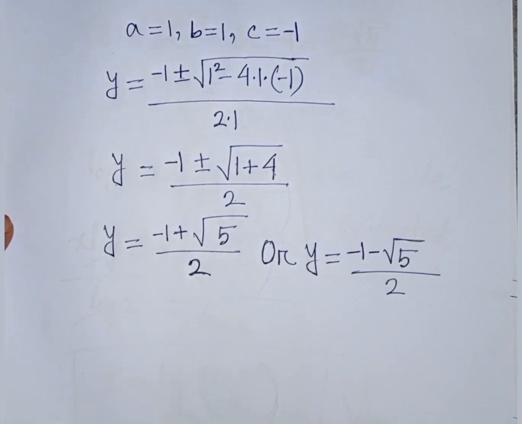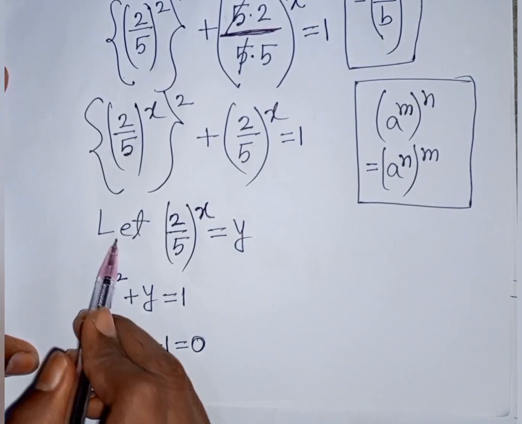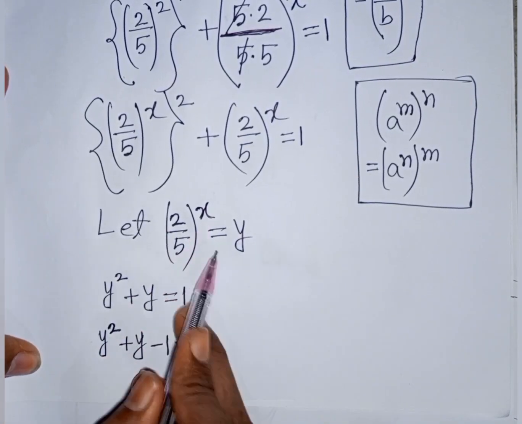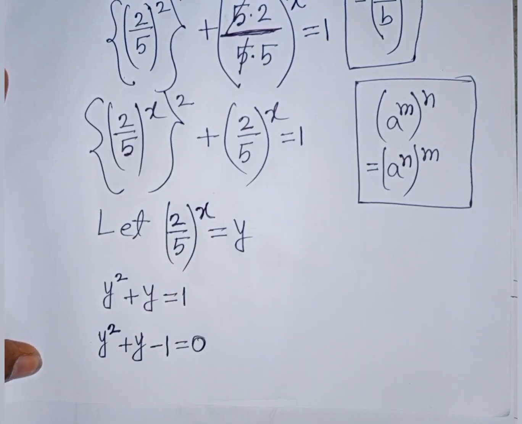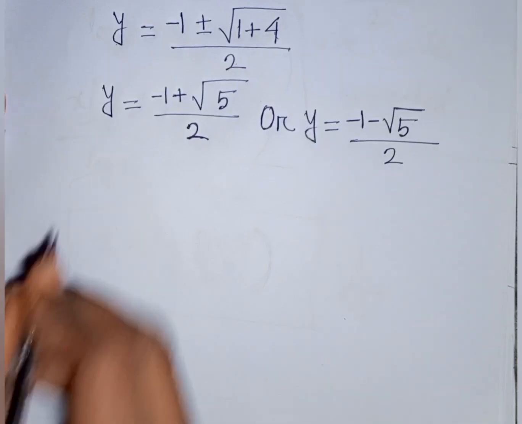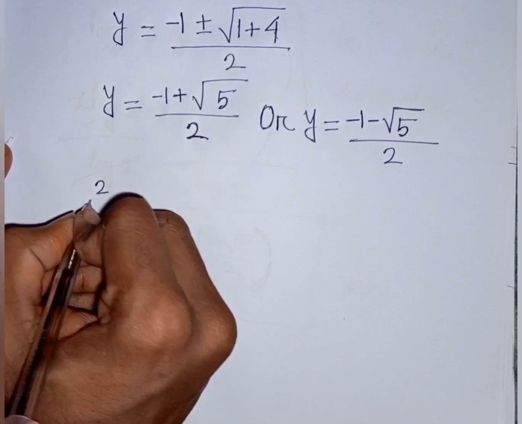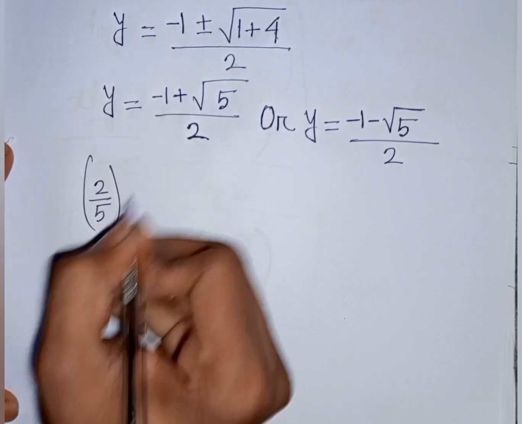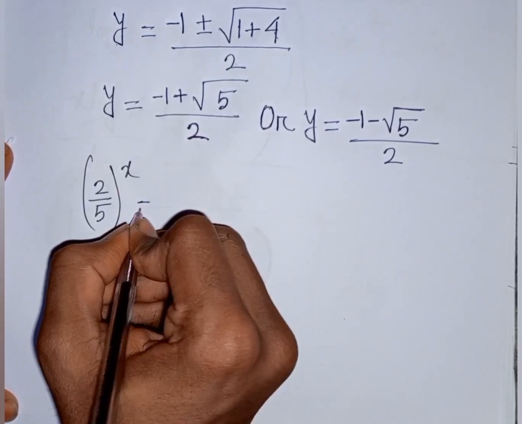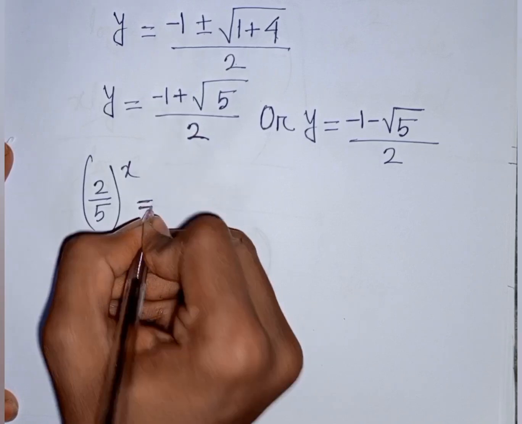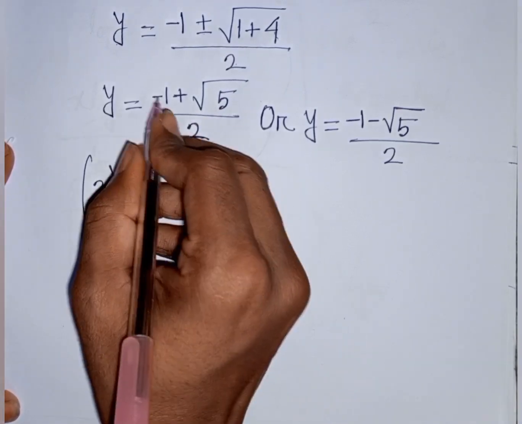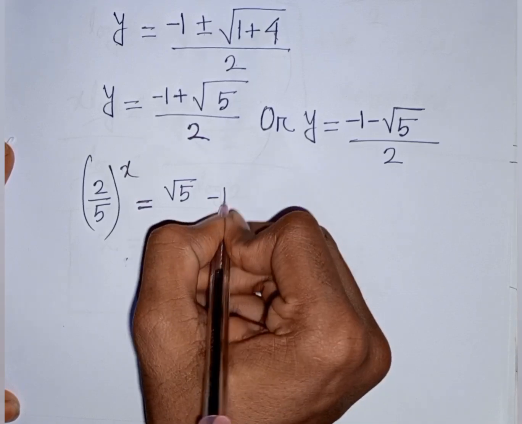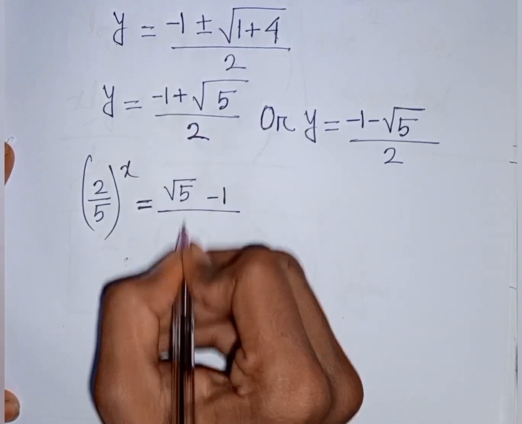But remember that we let 2 by 5 bracket power x be substituted by y. So y, that means 2 by 5 bracket power x, is equal to plus square root of 5 minus 1 divided by 2.